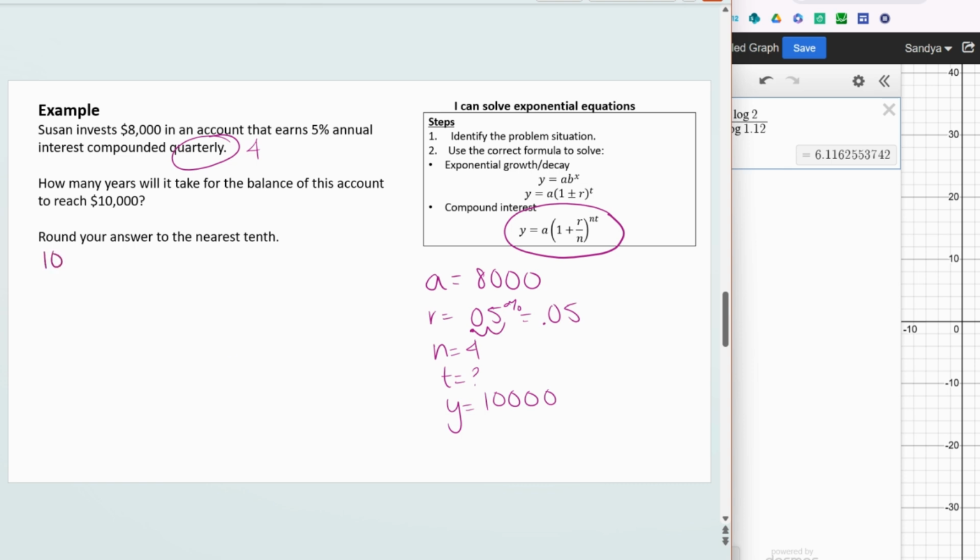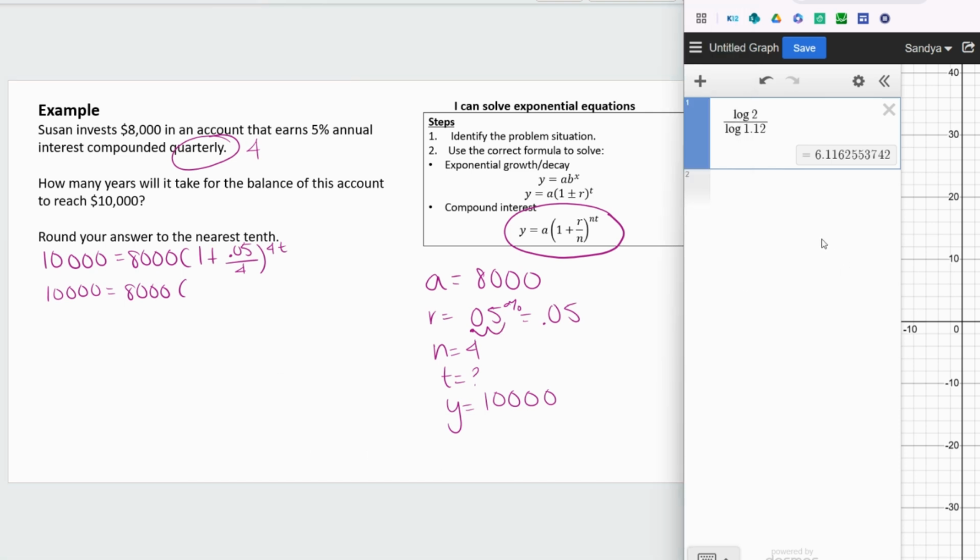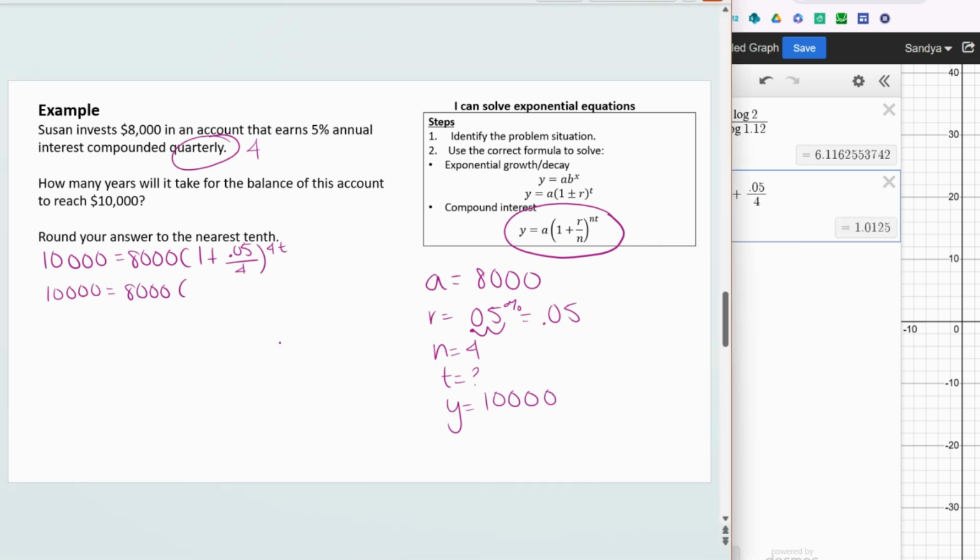So if we plug everything in, we have 10,000 equals 8,000 times 1 plus 0.05 divided by 4, and that's going to be to the 4 times t power. Okay, so let's work on simplifying this. We have 10,000 equals 8,000. And then what I like to do is simplify everything I have in parentheses. So I'm just going to go ahead and do 1 plus 0.05 over 4. And you see that's 1.0125. So I'm going to put 1.0125, and that's to the 4t.